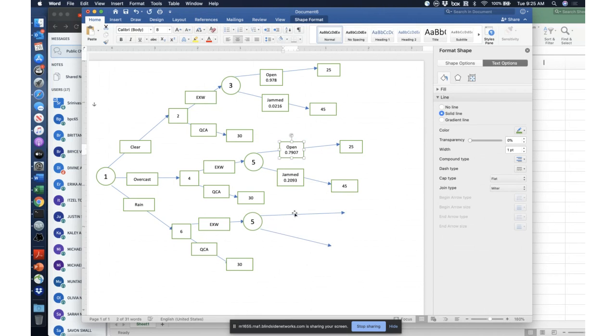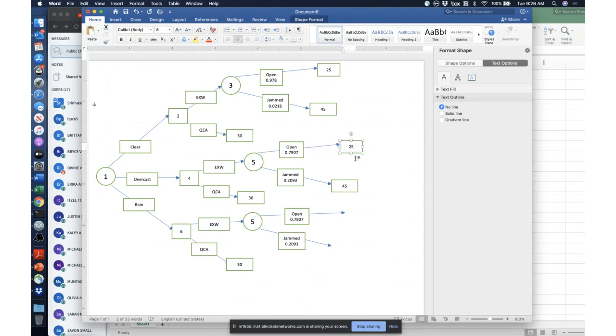Now again, the probabilities will be different here. In fact, probabilities are pretty stark, if I remember correctly. The payoffs are all the same. Now, when it's raining, you know that there is no chance that the expressway will be open. So this is 0. And when it's raining, you know that the expressway will be jammed 100% of the time. So this probability is 1 and 0.